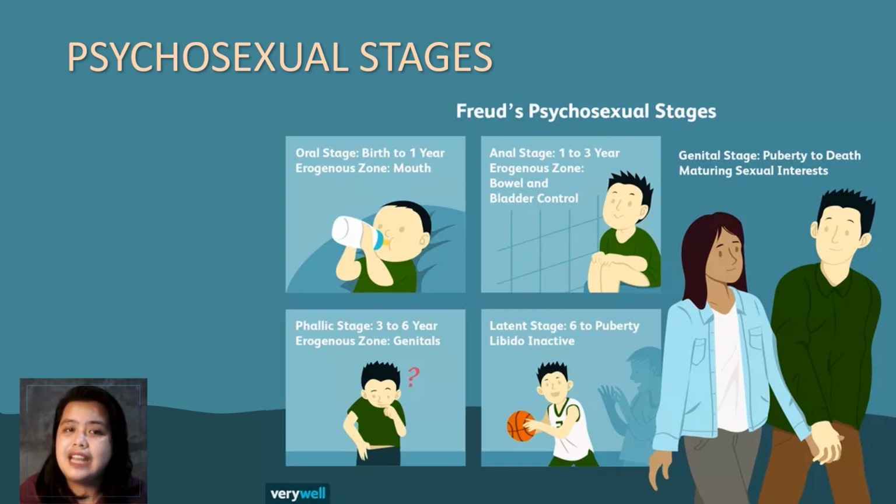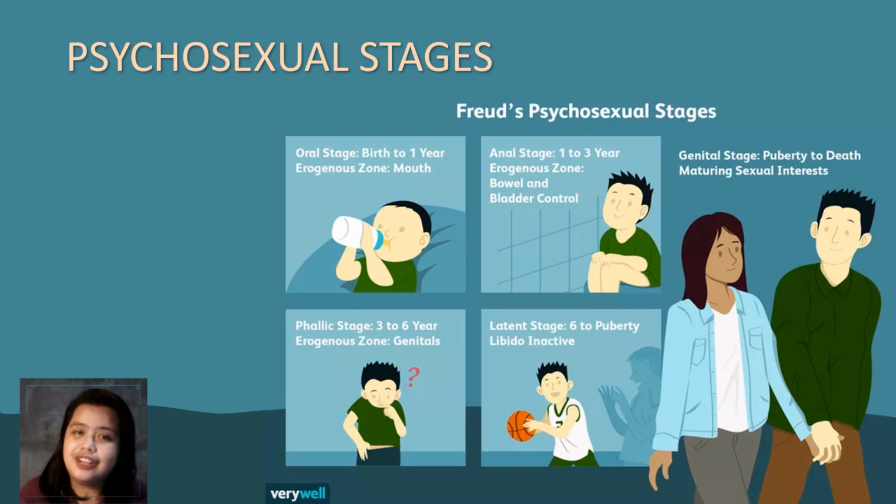Okay? The next stage after that is the anal stage. Okay? Kung saan ang erogenous zone natin is nasa bowel and bladder control. Ito yung time na nagpapa-potty training na tayo. Susubukan natin, pinipilit natin i-train, or pinipilit tayo ng magulang natin na i-train kung kailan at saan, paano tayo dapat dumumi. Hindi na nagda-diaper.